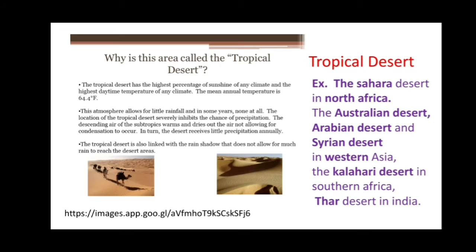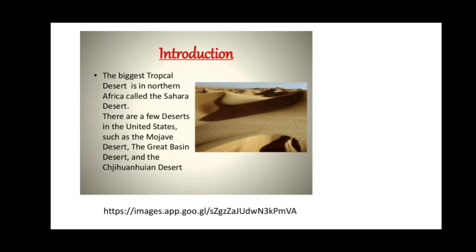Again, as we know, in a desert area there is little rainfall. The location of the tropical desert severely inhibits the chance of precipitation. The descending air of the subtropics warms and dries out the air, not allowing for condensation to occur. In turn, the desert receives little precipitation annually. The tropical desert is also affected by rain shadows that do not allow much rain to reach the desert area.